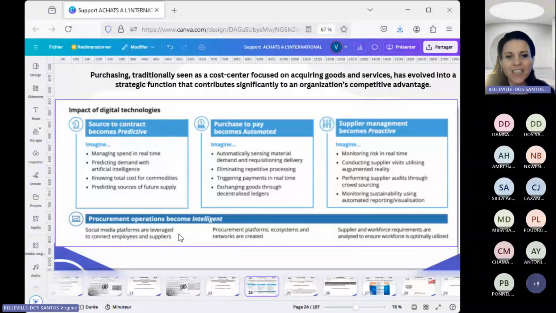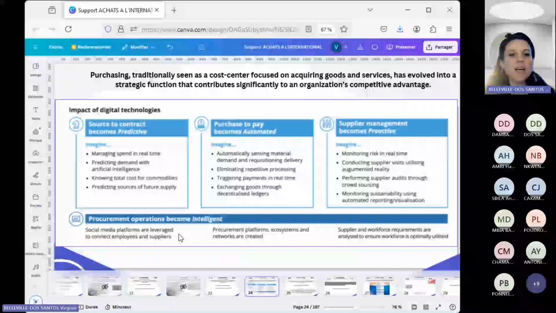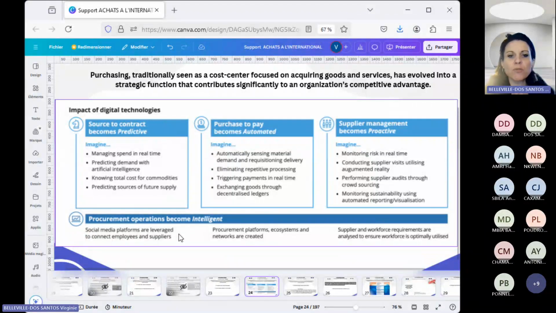The second point is that purchase to pay becomes automated. So here we can speak about automatically sensing material demand and reordering delivery, eliminating repetitive processing, or triggering the payment in real time.